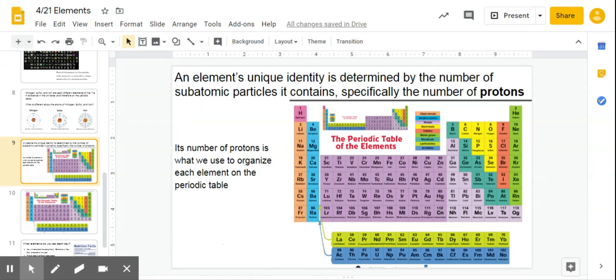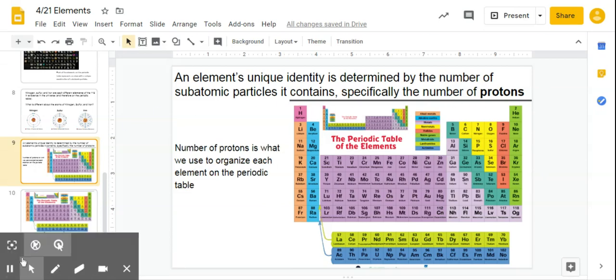So again, an element's unique identity is determined by the number of subatomic particles that it contains, but specifically what gives its identity, the way that we organize the periodic table, is the number of protons. The number of protons is what we use to organize each element on the periodic table.